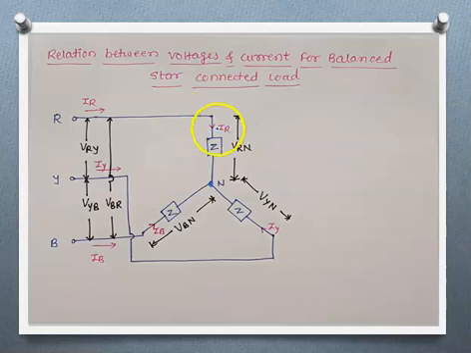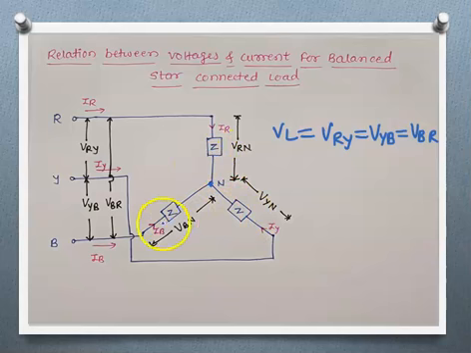Okay, so the voltage or potential difference between any two supply lines is called as line voltage. So VRY, VYB and VBR will be line voltages. As it is a balanced load and balanced system, all the line voltages are equal in magnitude. So VL equals VRY equals VYB equals VBR. These are line voltages.